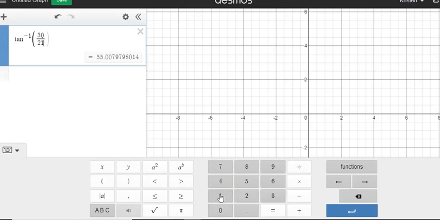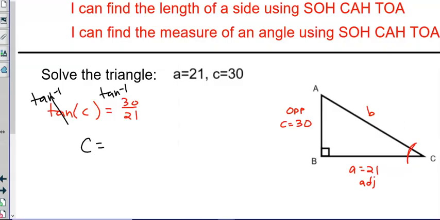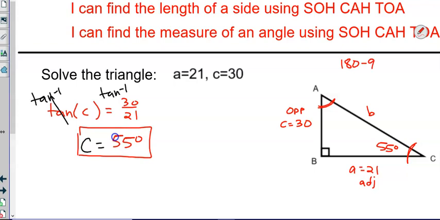And we're going to get 55 degrees. So we can fill that in. Okay, then we don't have to use trig to find angle A, because all three angles of a triangle need to add up to 180 degrees. So we already have a 90-degree angle and we already have a 55-degree angle. So I think what's left is 35 degrees. So angle A is 35 degrees. We can just add that to our list.